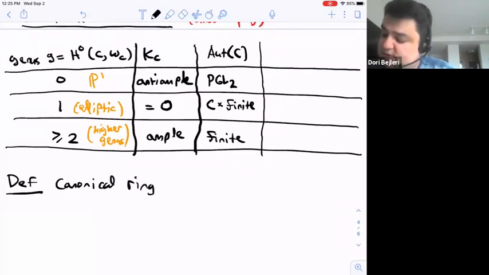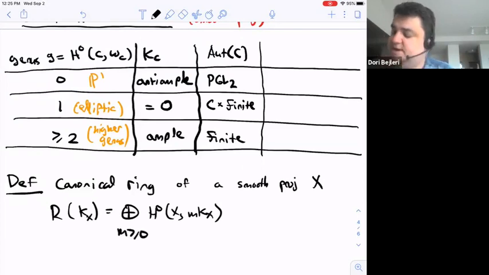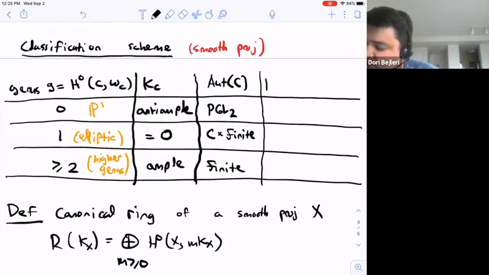This is for any variety, for any, say, smooth projective variety. It is defined as the ring of sections of powers of the canonical divisor. And this is a ring because if I multiply a power of 2 times the canonical and 3 times the canonical, I'll get a power of 5 times the canonical. So it's a graded ring. And one way to study graded rings is to ask, what is their Proj? So now in this classification scheme, we can ask, what's Proj of the canonical ring?